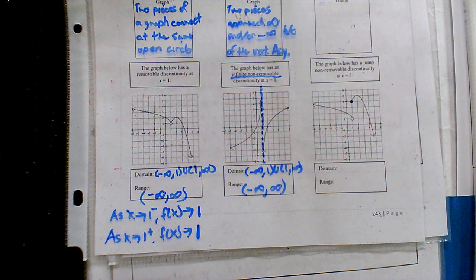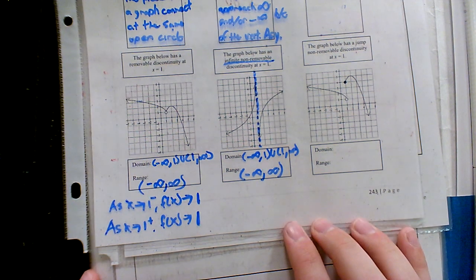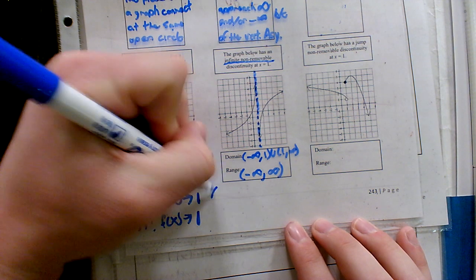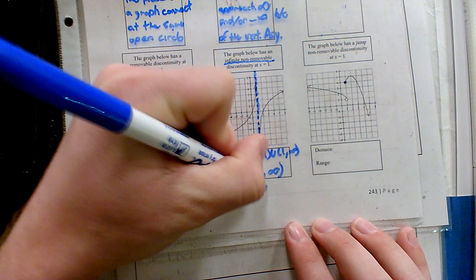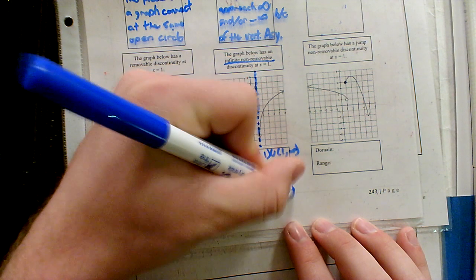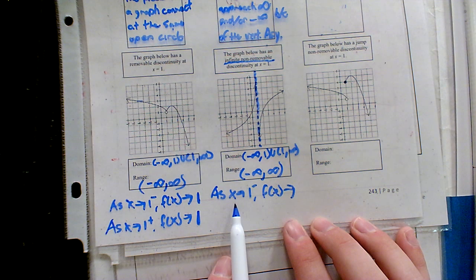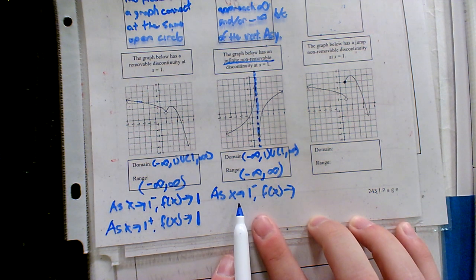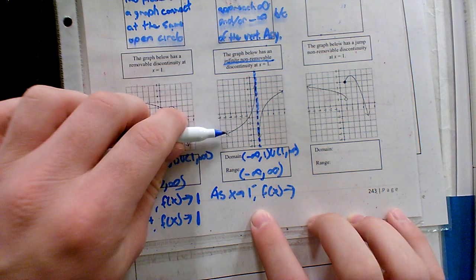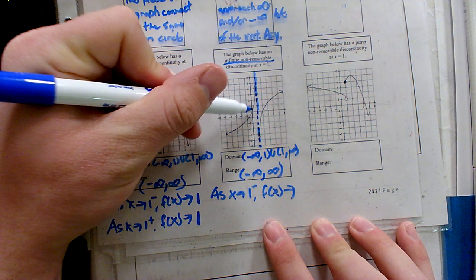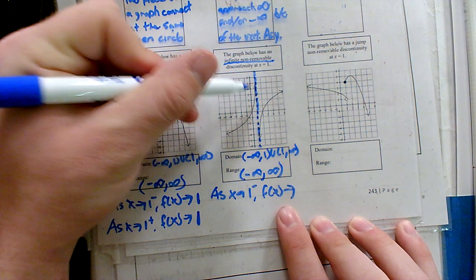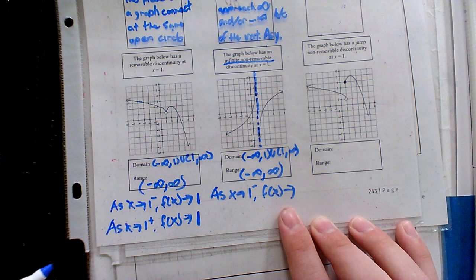Okay, so now we're going to try to do that same type of analysis that we did on the first problem. So we're going to write as x approaches 1 from the left, f of x approaches. So again, we want to go towards the x value of 1 from the left side. So put your finger or your pencil on the left side and go towards 1. And as you go towards 1, what is your function going towards?